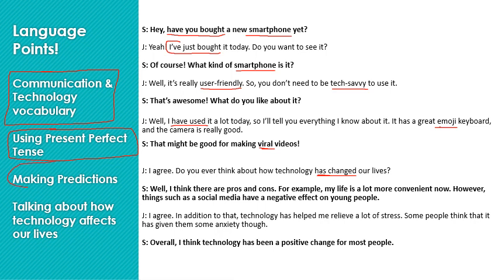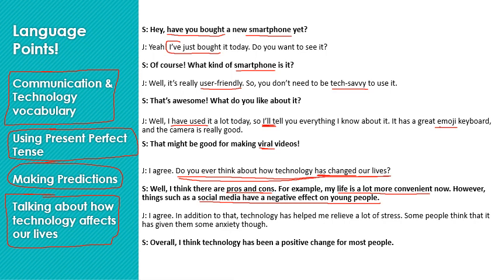Okay, making predictions. There's a little bit of that on here. Here, I will is used over here. And of course, talking about how technology affects our lives is all about the second part of our conversation here. They talk about pros and cons. Life is convenient. Social media has a negative effect on young people. Relieve stress, give some anxiety, okay? But technology has been a positive change.